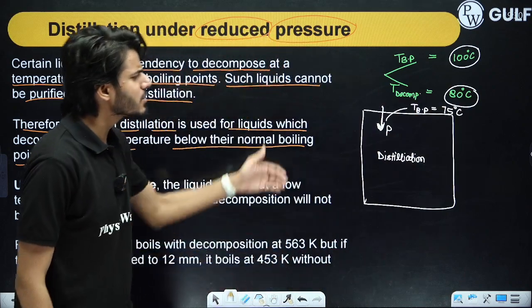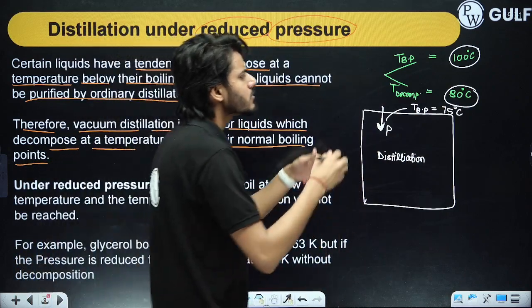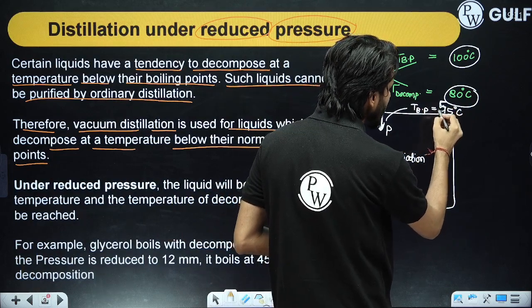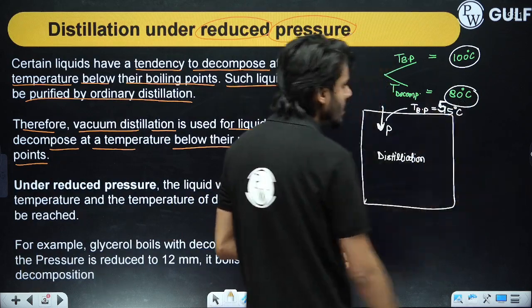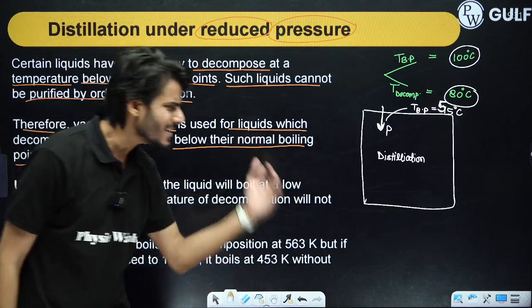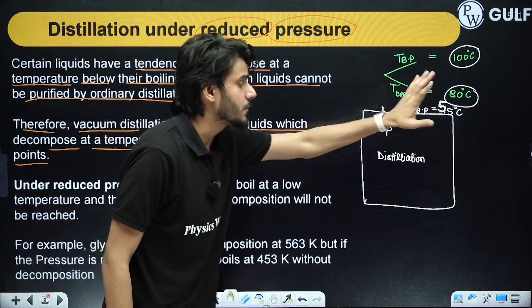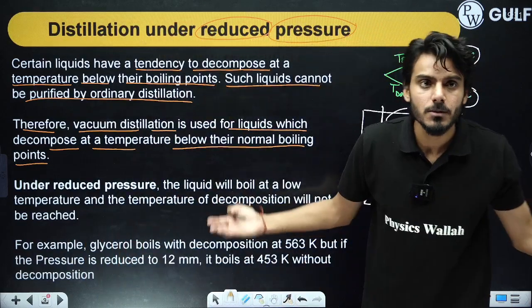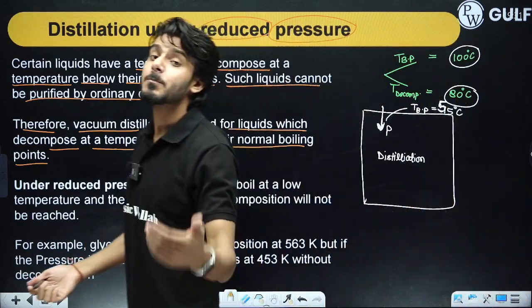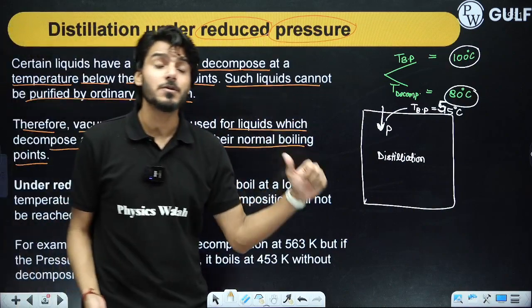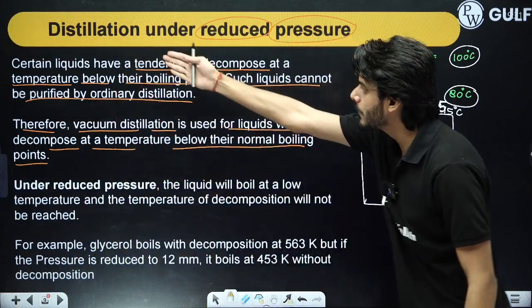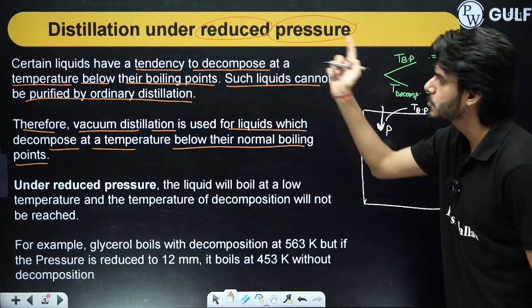Yes, you can reduce the pressure more, and the boiling point can certainly reduce up to 55 degrees Celsius. Yes or no, guys? Yes or no, my boys and girls? If yes, then now the boiling point is 55 degrees Celsius and the decomposition temperature is 80 degrees Celsius. Problem solved. It will boil and vaporize first at 55 degrees Celsius rather than decompose, and this is how vacuum distillation, or distillation under reduced pressure, works.